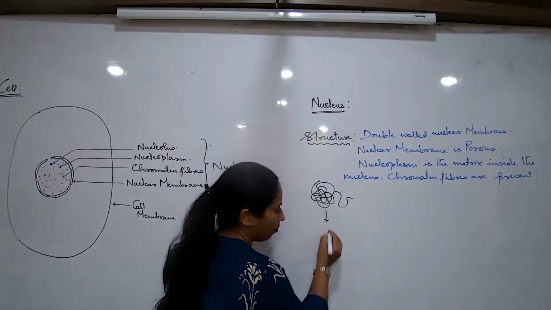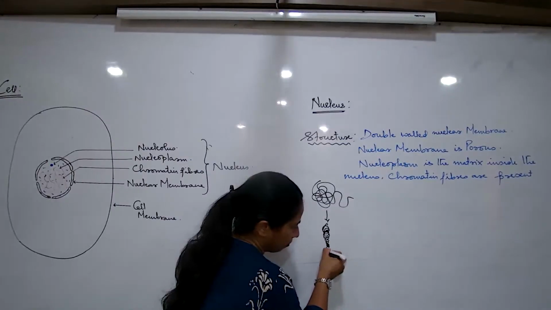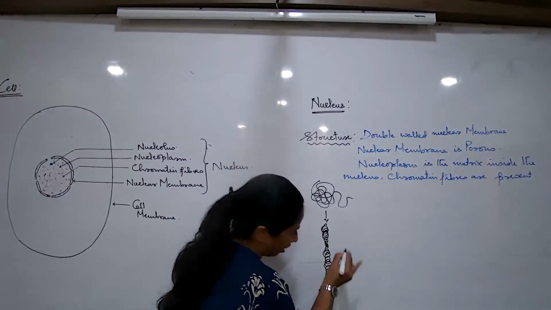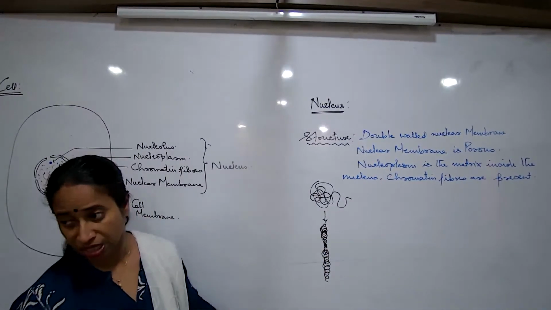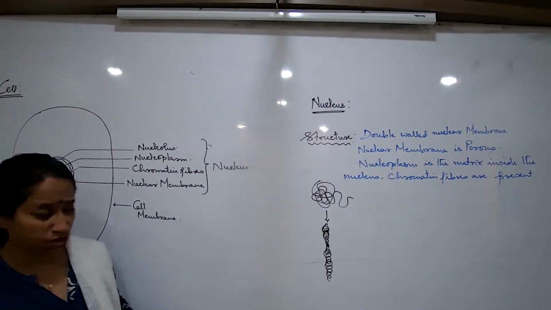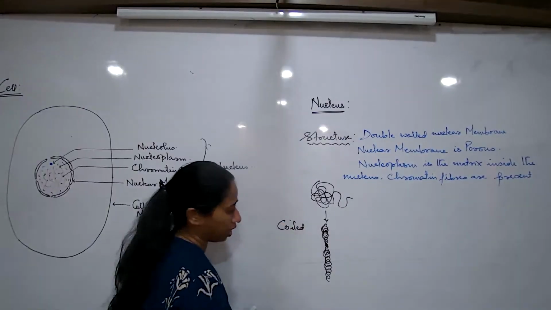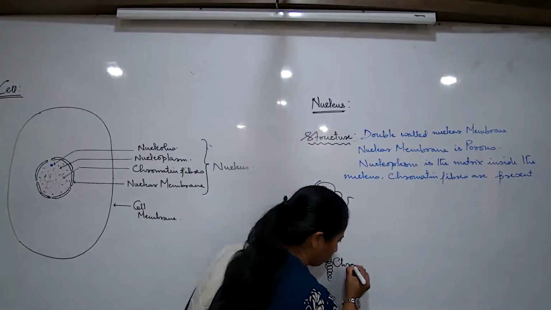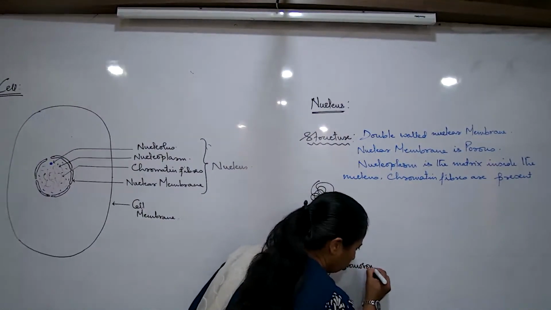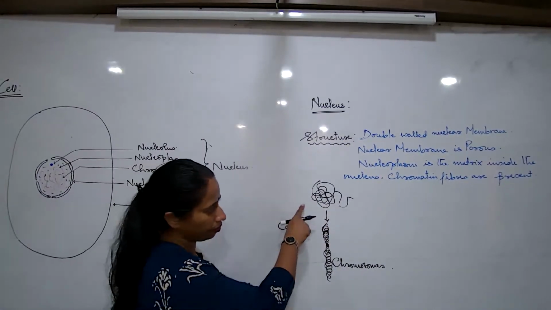But this same chromatin thread, when it is extensively condensed, we find that the entire structure now appears shorter and broader because it is extensively coiled. What is this particular structure known as? This particular structure is known as the chromosomes. These are known as chromosomes. So the upper diagram and the lower diagram are the same.